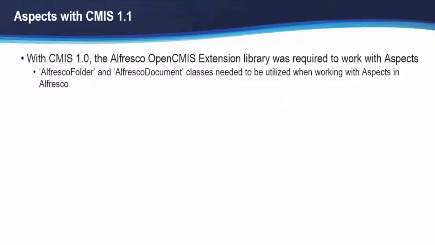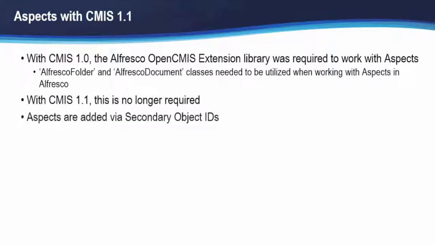Now we're going to move on to another feature of CMIS 1.1, and that's better support for aspects. With CMIS 1.0, the Alfresco OpenCMIS extension library was often required, especially when working with aspects. The Alfresco folder and Alfresco document classes needed to be utilized when working with aspect data in Alfresco. However, with CMIS 1.1, this is really not required. Aspects are now added via secondary object IDs. This is now supported in the standard.